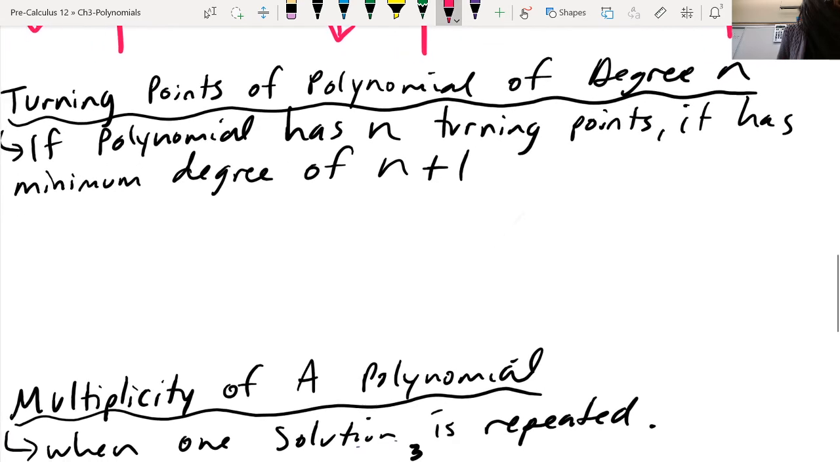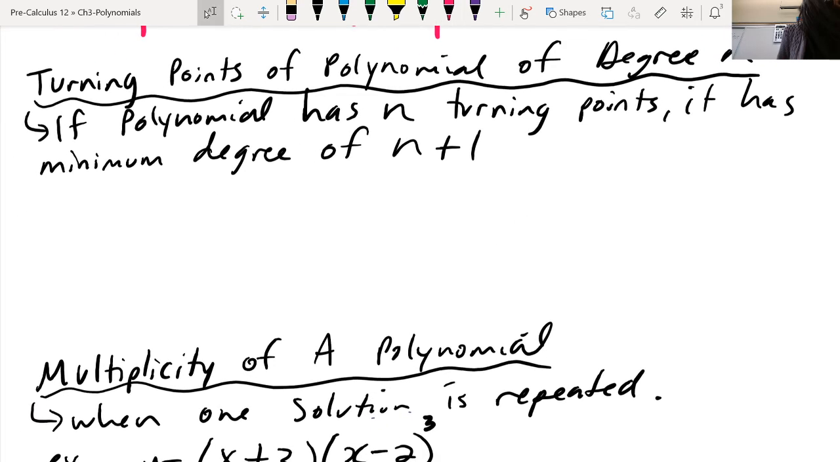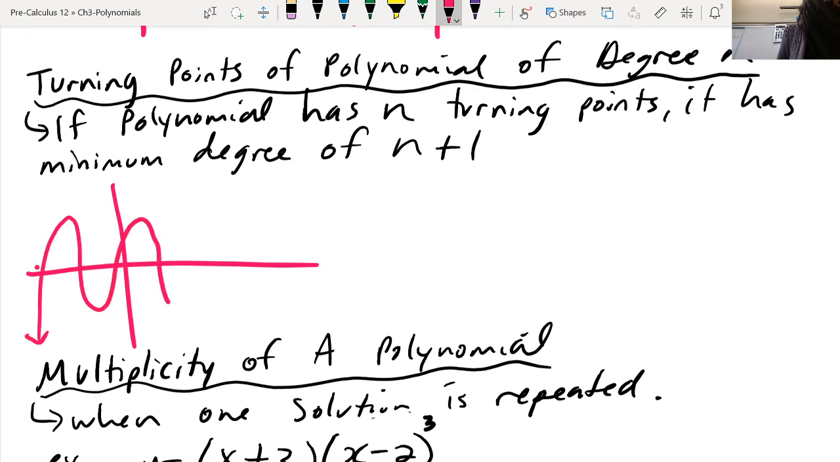And then let's look at turning points of a polynomial of degree n. If a polynomial has n turning points, it has a minimum degree of n plus 1. Okay, so I'm going to show you, again, I think using graphs is the easiest way to talk about this. So let's say I have a funny looking graph like this. 1, 2, 3, 4, 5.